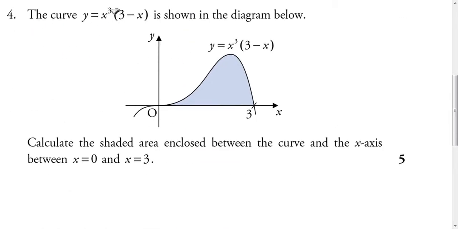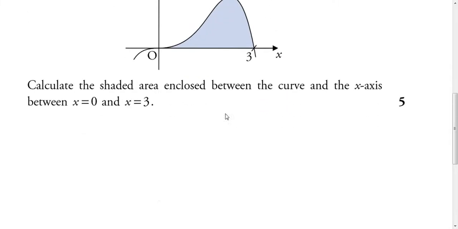The curve y equals x cubed times 3 minus x is shown in the diagram below. Calculate the shaded area enclosed between the curve and the x-axis between 0 and 3. So integration calculates the area under the curve trapped between the curve and the x-axis between the limits that you put into it. So we have to integrate this function between 0 and 3. So that's what we're doing there. We get a mark for knowing to integrate.